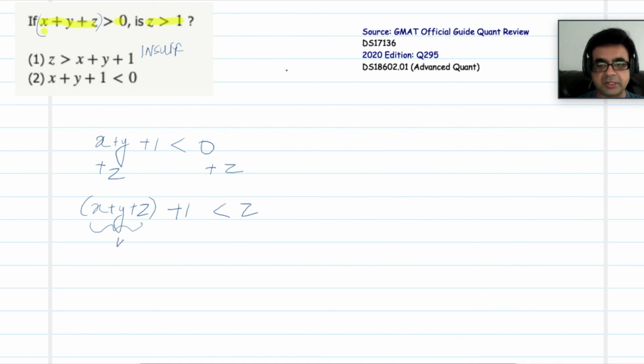So let's call it k. So I am saying 1 plus k is actually less than z. So I'm adding a positive quantity to 1 and it is still less than z. So that means z has to be greater than 1. Automatically that answers yes, z is greater than 1 to the asked question. So this is sufficient. Hence the answer to this question is B.